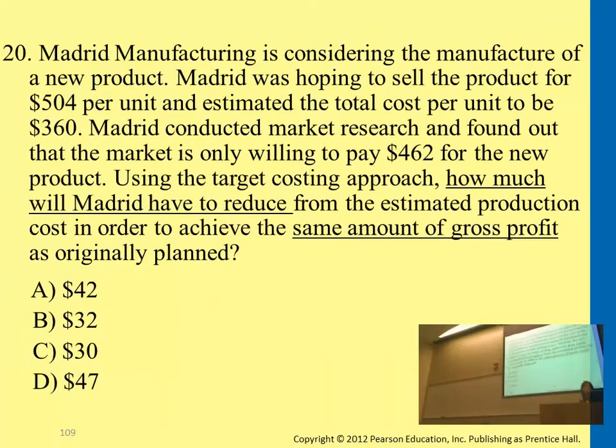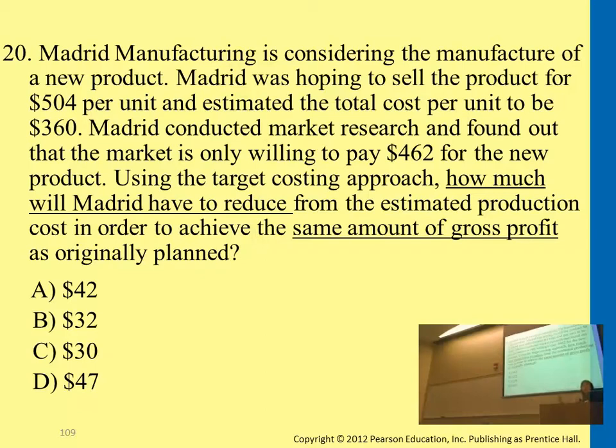Okay, the last multiple choice question here. This manufacturing company is considering producing a new product, and they want to sell it. Their target sales revenue is $504 per product. Total cost is $360 to manufacture one product. However, they did market research and realized that customers are only willing to pay about $462 for this product. So if we want to rearrange the cost, how much will this company need to reduce from their original target cost in order to still have the same amount of gross profit?